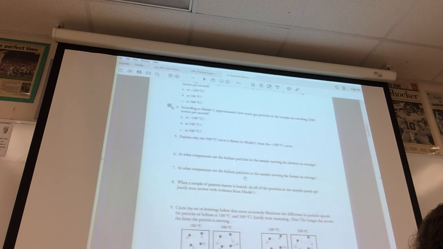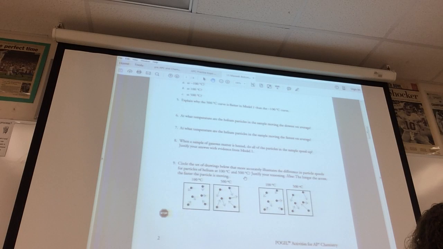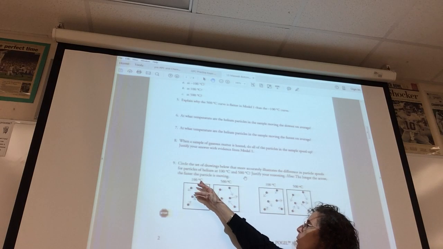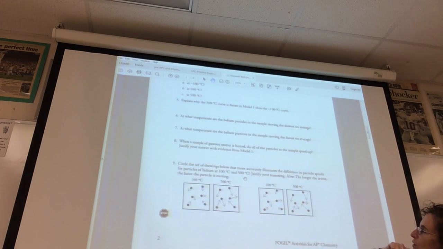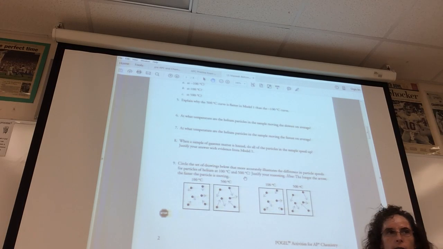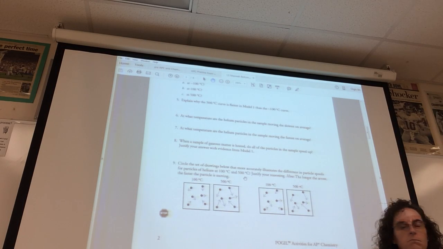All right, so the rest of that you can answer. But look at number 9, and this is an interesting concept as well. You're going to warm up the gas. It says, circle the set of drawings below that more accurately illustrates the difference in particle speeds for particles of helium at 100 and 500 degrees Celsius. Justify your reasoning. The longer the arrow, the faster the particle is moving.